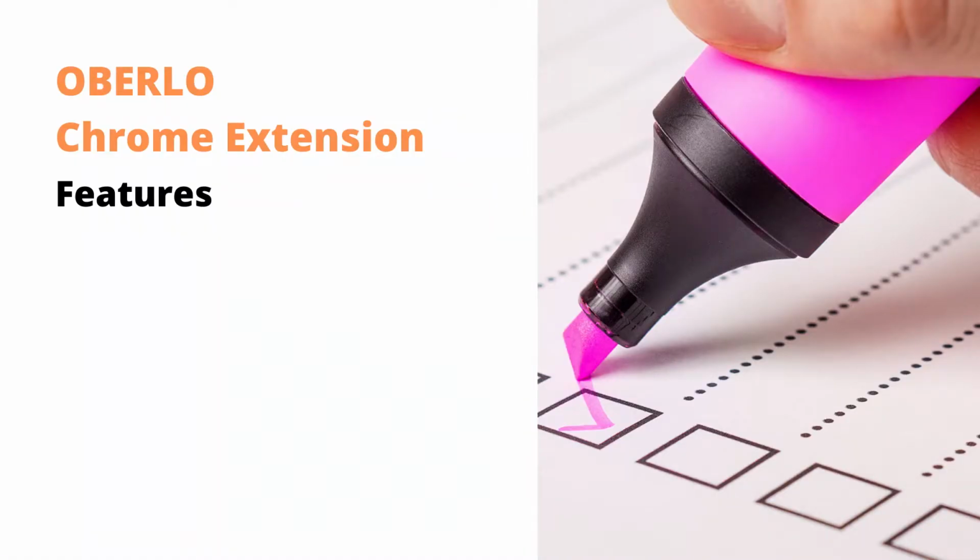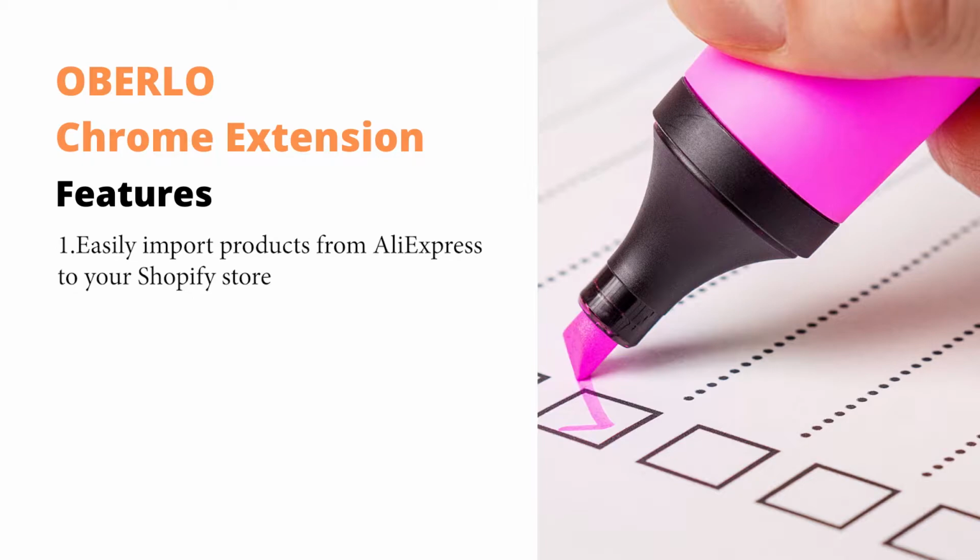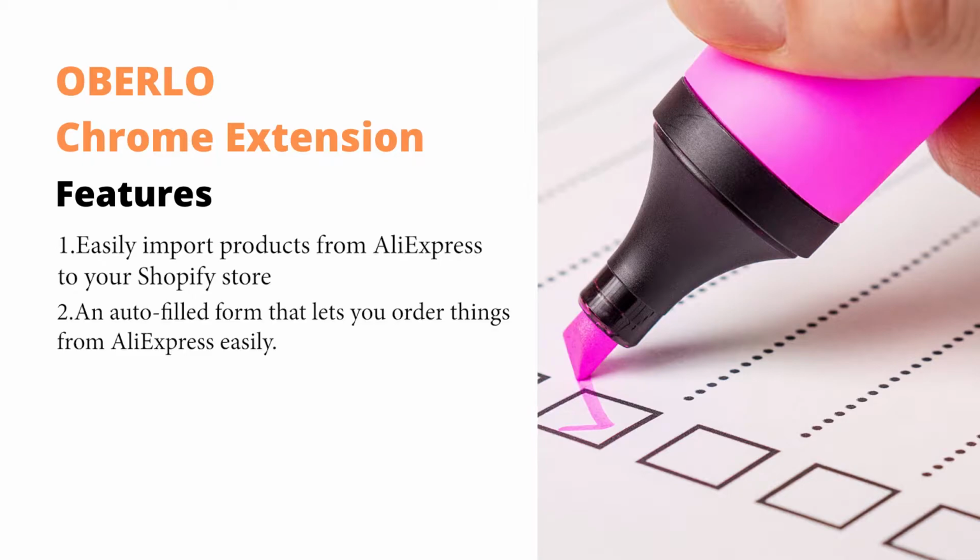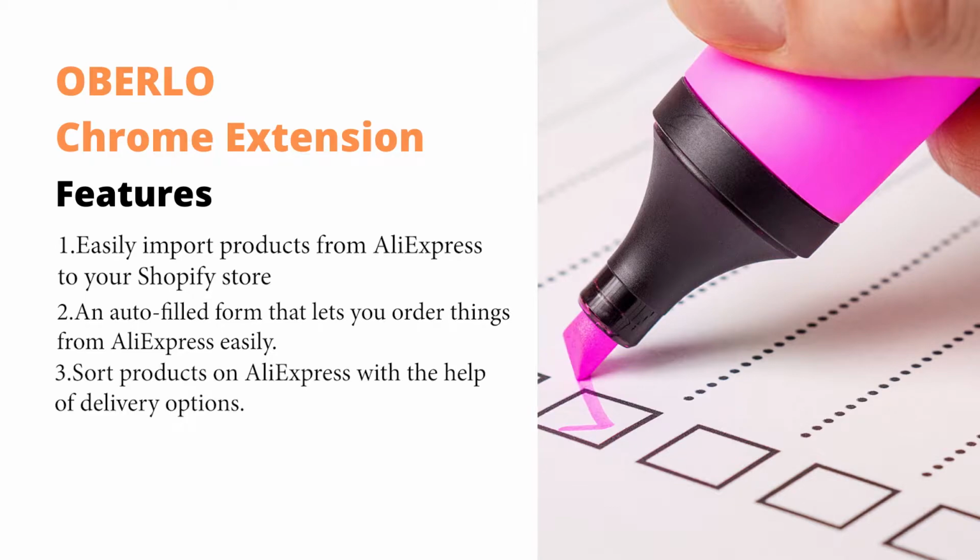Before teaching you the hows of the Oberlo Chrome extension, let's talk about the features first. Number 1, with Oberlo, you can easily import products from AliExpress to your Shopify store. The second one is that this Chrome extension is an autofill form that lets you order things from AliExpress easily. By autofill, what I mean is, whenever you go to check out the products in your cart, you can easily order without filling in all the tedious details like your address, phone number, and a lot more. Third, sort products on AliExpress with the help of delivery options.